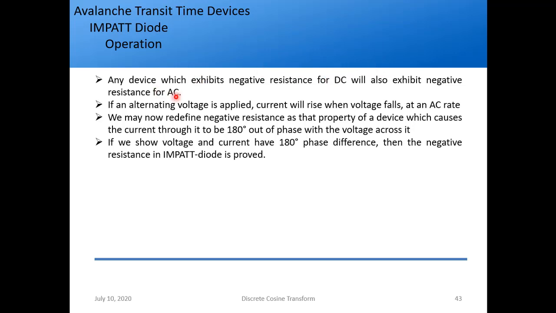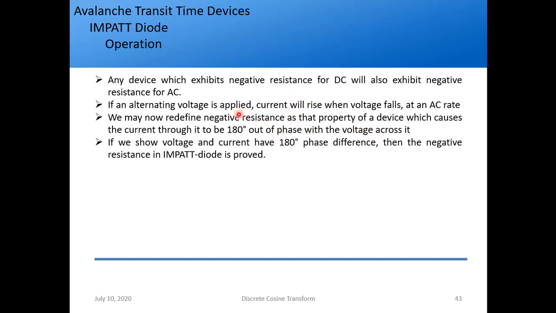So what happens in an AC is, if an alternating voltage is applied, the current will rise when the voltage falls and vice versa. So this is the negative resistance region. That is one definition, but we can now redefine it: if the voltage and the current are out of phase, that is a 180-degree phase shift, then also we can say that it is the negative resistance region.